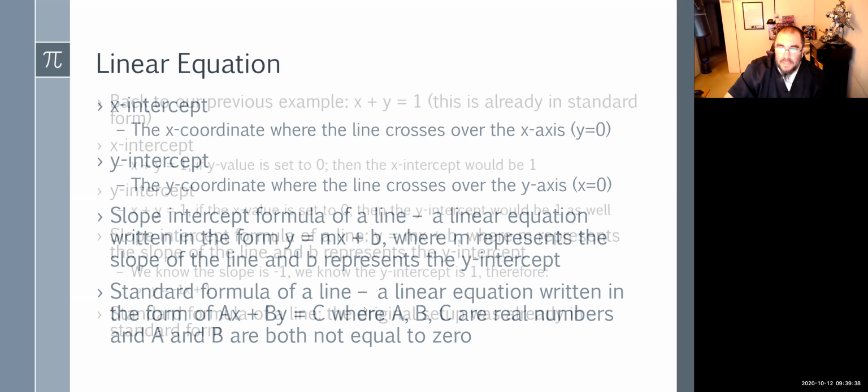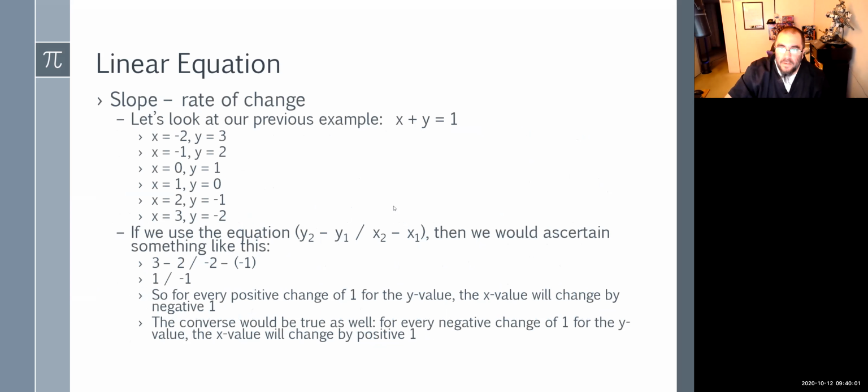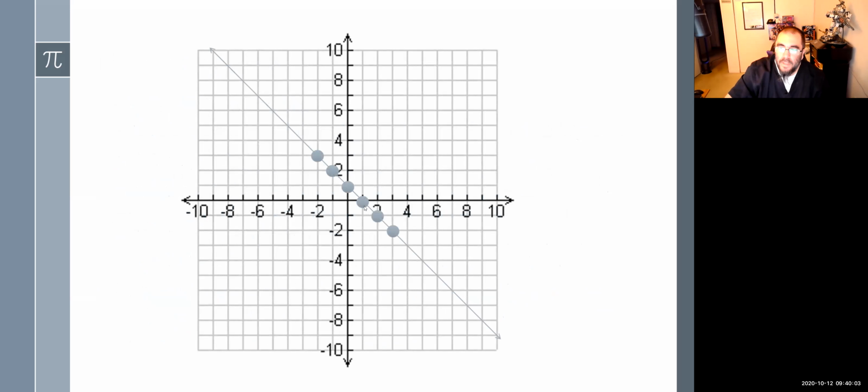So y equals mx plus b is kind of our formula there. So let's look at x plus y equals 1, which is our previous formula. That's already in our standard format. We know that our x-intercept is 1. We know our y-intercept is 1, right? If the y value is set to 0, the x-intercept is 1. If the x value is set to 0, then the y-intercept is 1. And we can look at that by going back to our beautiful formula back here. Here we are, right? So the x-intercept would be the area where the line crosses the x-axis. The y-intercept is the area where the line crosses the y-axis.